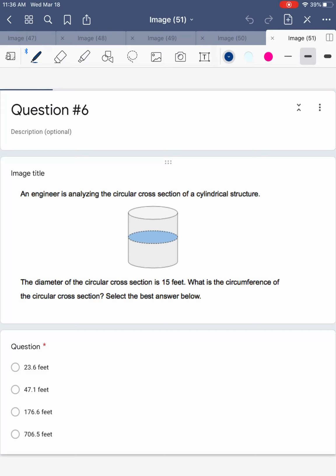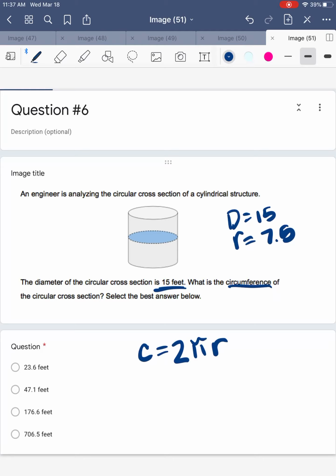So we have, again, the same formula for circumference. C equals 2 times pi times the radius. We know that the diameter is 15, so the radius is half of that, which is 7.5. So I just need to go 2 times 3.14 times 7.5 to get the answer, which I get is 47.1, which is right there.